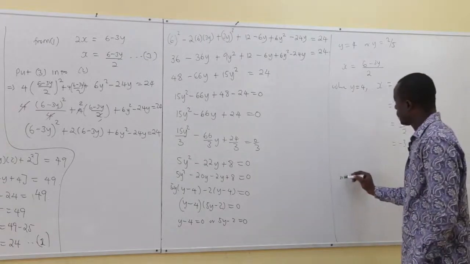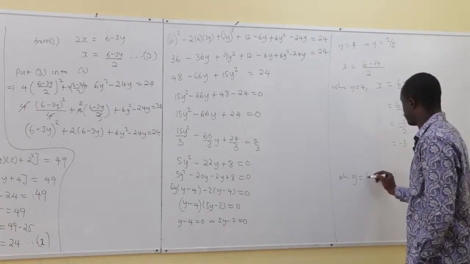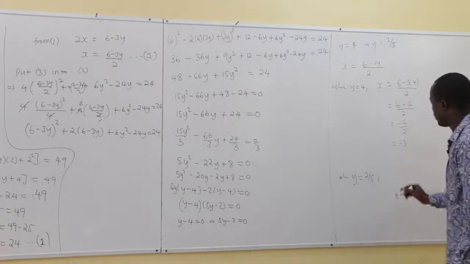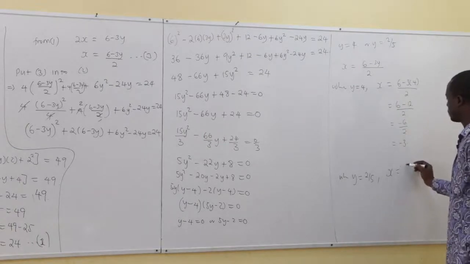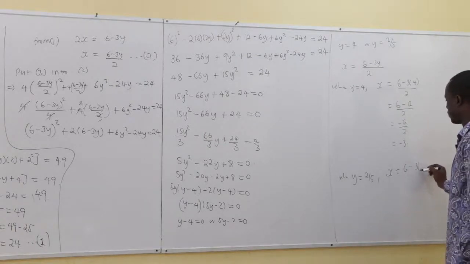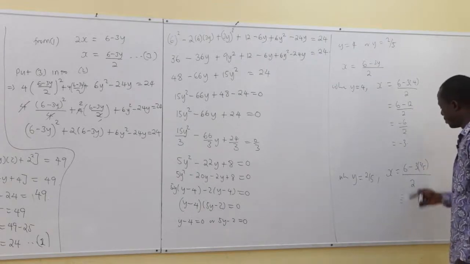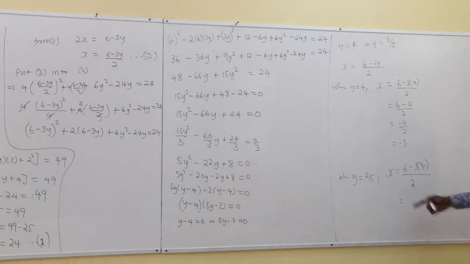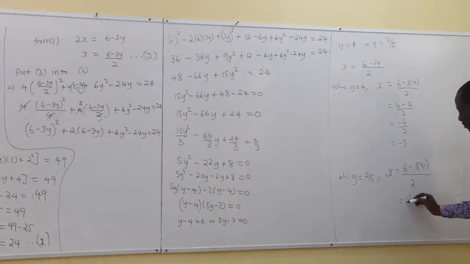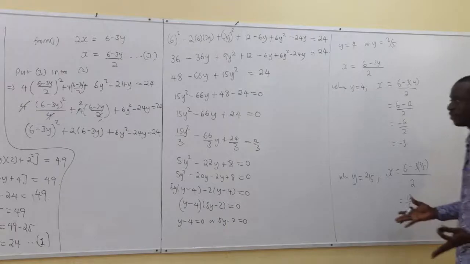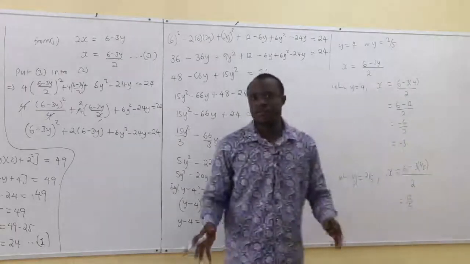And then when y is equal to 2 over 5, what is our x? X is equal to 6 minus 3 times y, what is y? 2 over 5, and this is over 2. Now what do you do? You can punch this on a calculator. 12 over 5. Wow, very easy, very trivial.